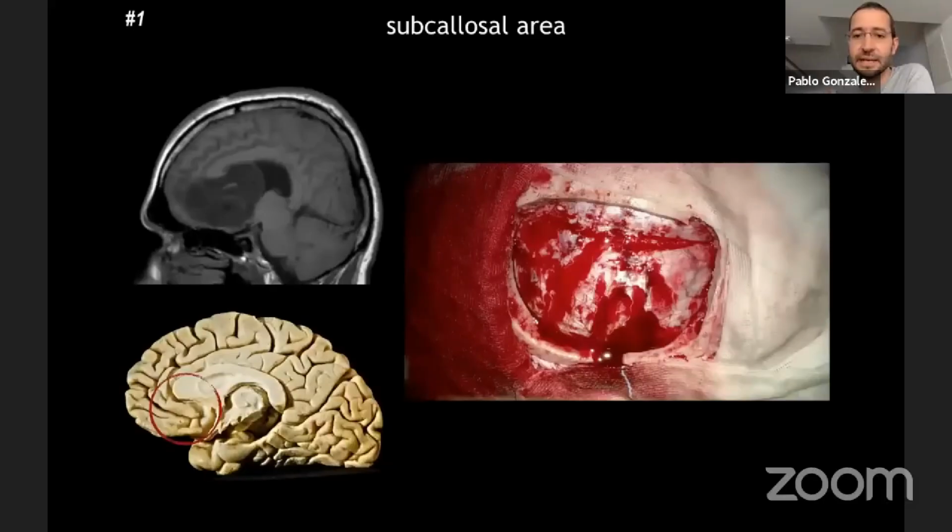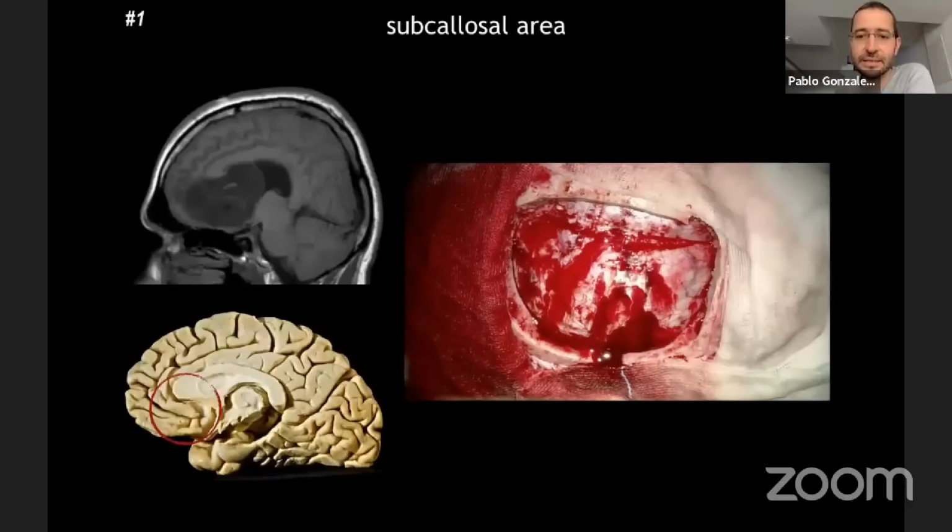So in these cases, as I told you, I like to enter the cortex at the point in which the tumor is more cortical, more superficial. For that, I place the patient in a kind of semilateral position. It's a supine position with the head rotated slightly to the ipsilateral side.